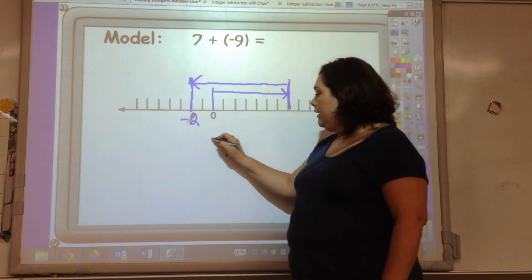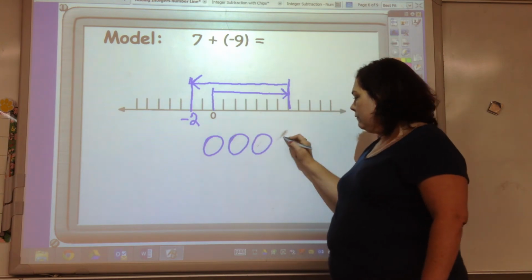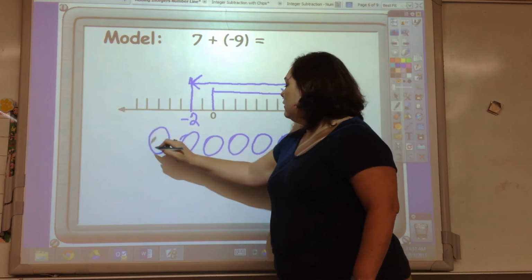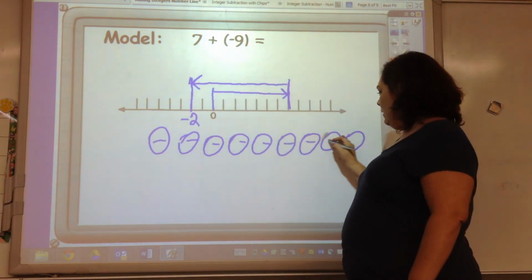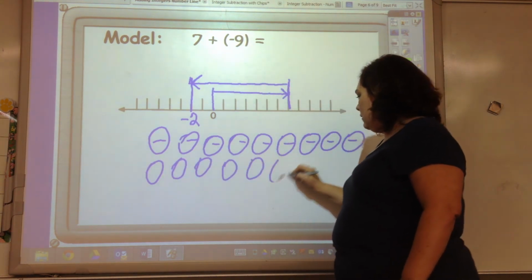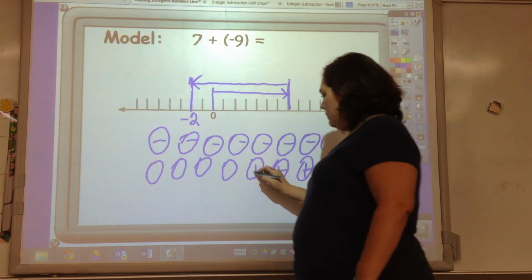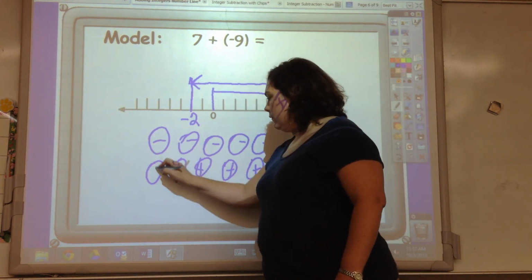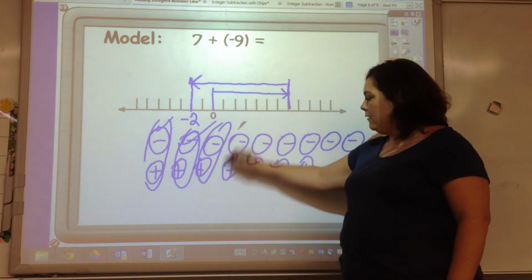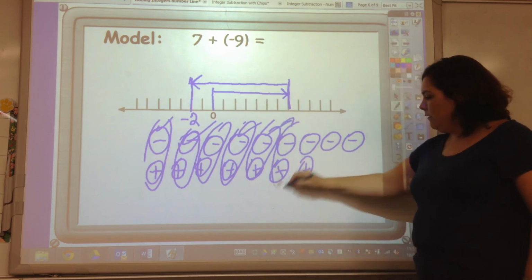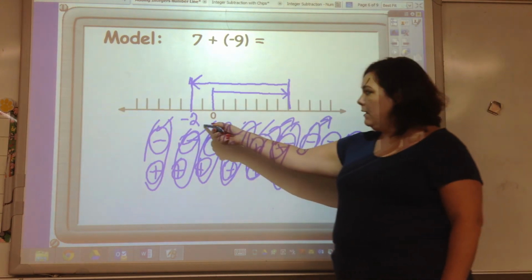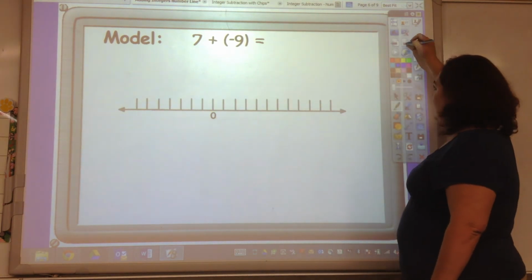And again, if I want to look at my integer chips, I've got 9 negatives. 7 positives. 0 pair, 0 pair, 0 pair, 0 pair, 0 pair, 0 pair, 0 pair. And so my answer is -2. So I can show it both ways.